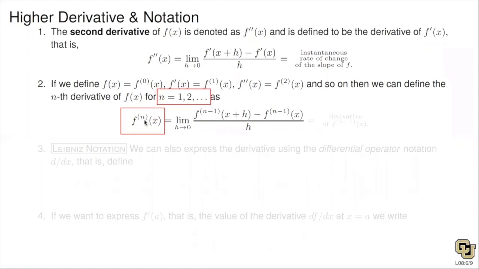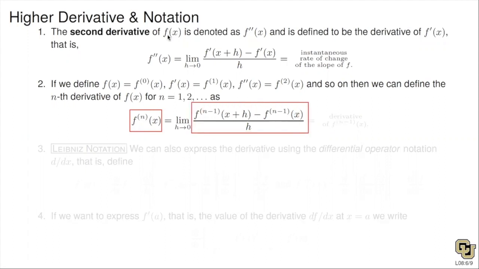So here we could be talking about the 50th derivative, the 100th derivative. And so we define it basically recursively. The nth derivative is just the derivative of the previous derivative, right? The nth derivative is the derivative of the n minus first derivative.